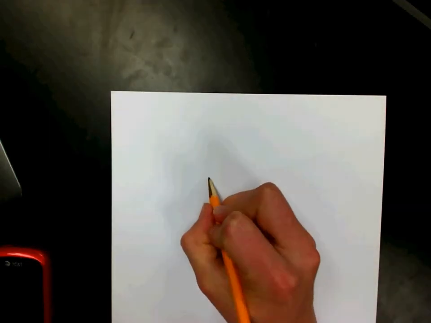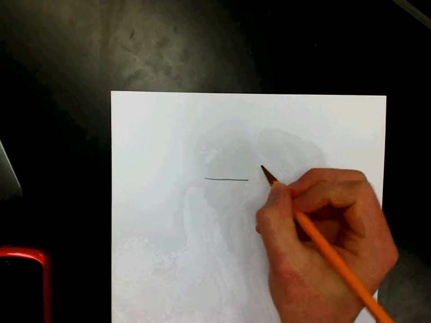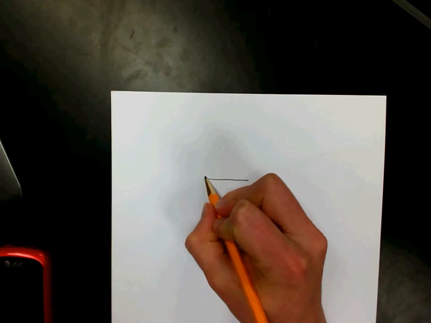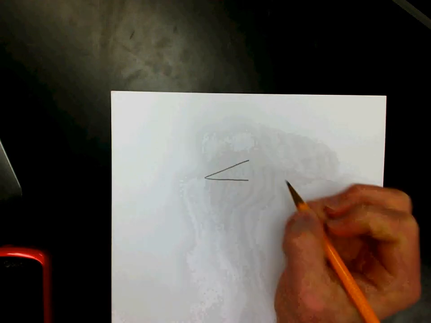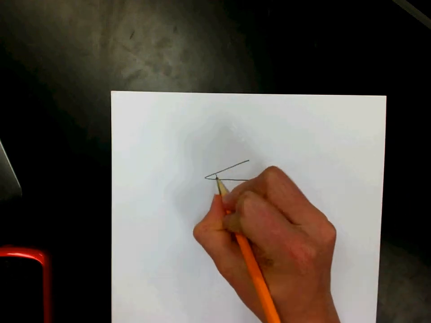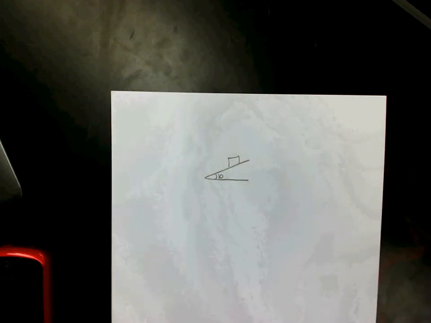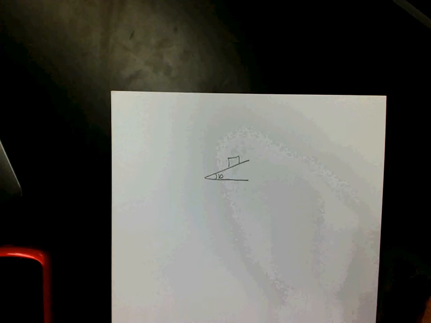Alright, so just imagine, if you will, that there's the table. Then this line here is your wooden block. Here's your 10 degrees that was mentioned, and there's your mass. Now from here, what we need to do is basically draw our forces.